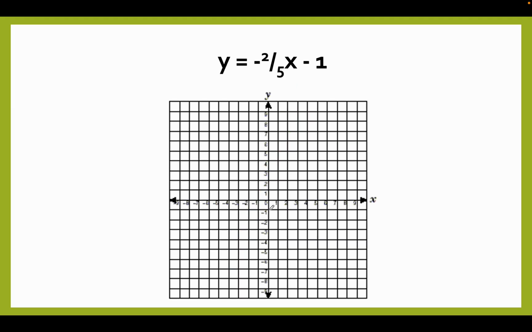Our next example has a y-intercept of -1, so we're going to start by plotting that. And then from there, we're going to go -2/5 for our slope. So that's down 2 and to the right 5. And then connecting our dots, there's our line.